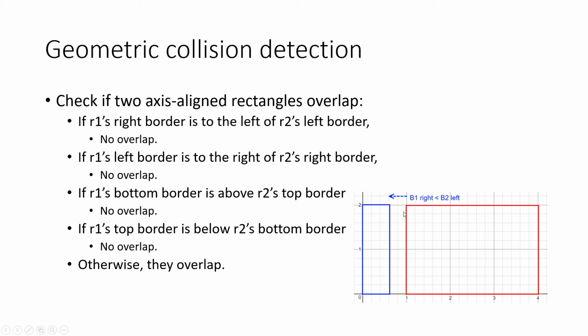No overlap. We could say, is the bottom of our box above the top of the other box? No overlap. Is the left of our box to the right of the other box? No overlap. Is the top of our box below the bottom of the other box? No overlap. But only if all four of those fail do you end up knowing for a fact that they overlap. And again, there are other ways to do it, but I think that's definitely the most understandable approach.